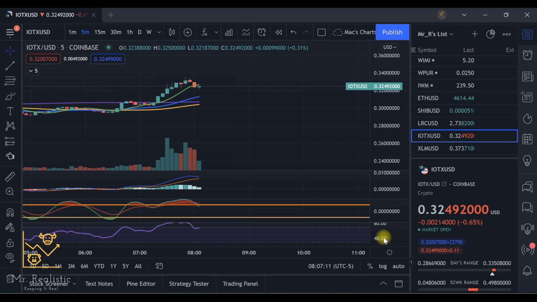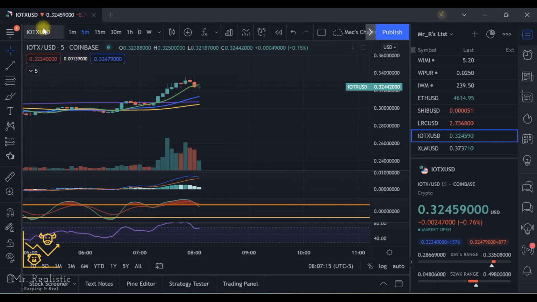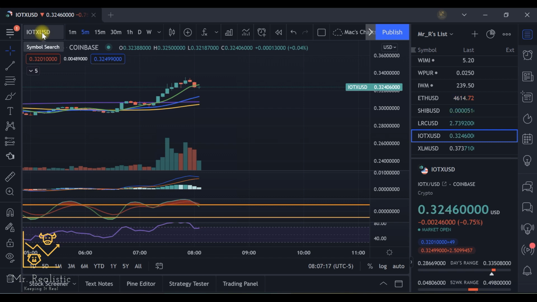Okay, so we are looking at a crypto, IOTX, up in the top left corner. This is with the USD, so US dollar. I am very bullish on this at the current moment because of the four crossings.